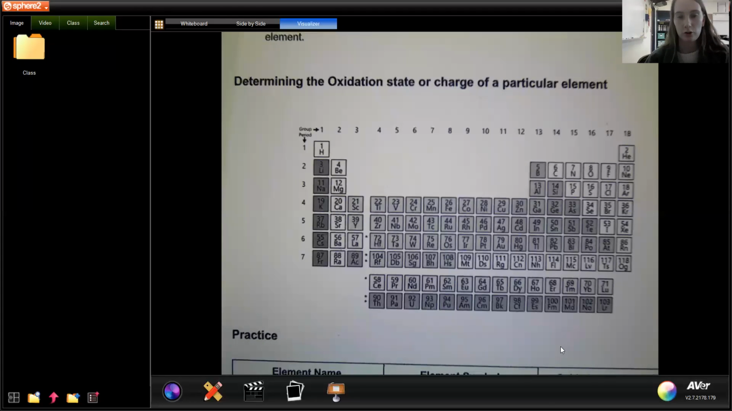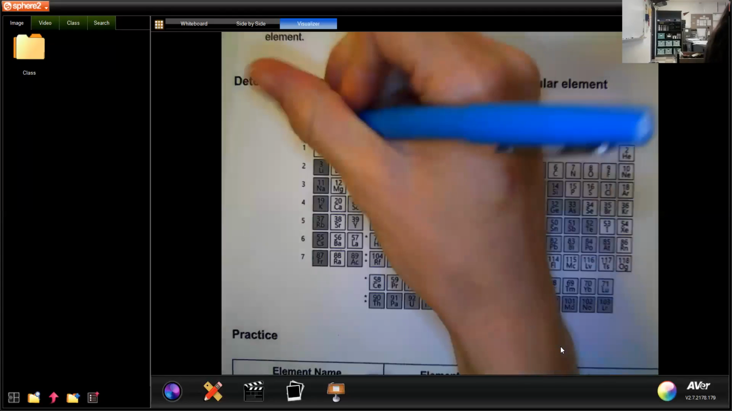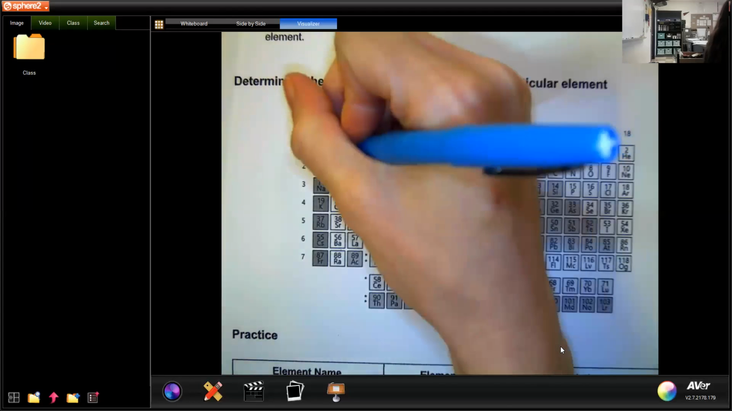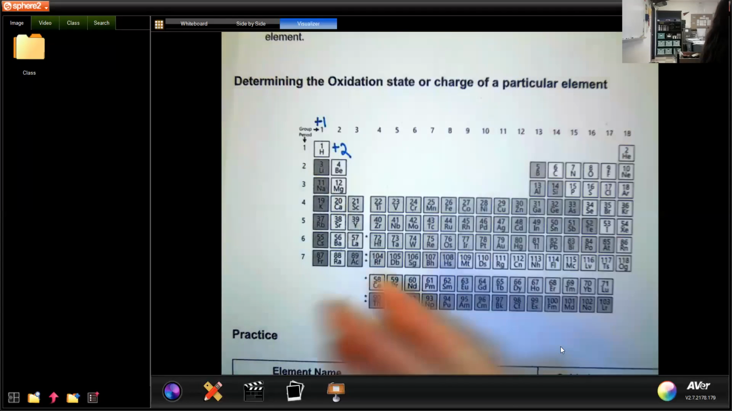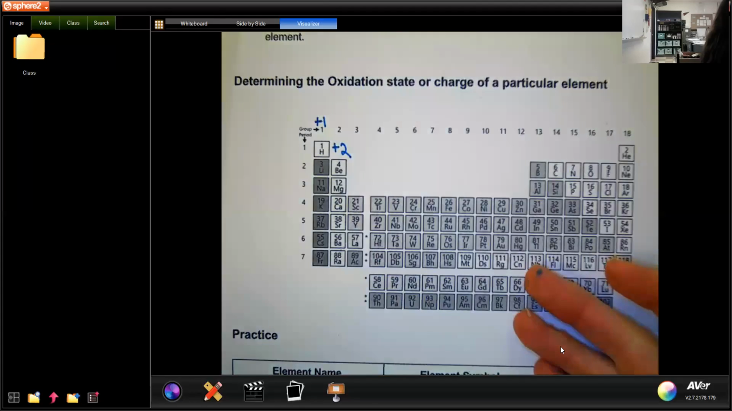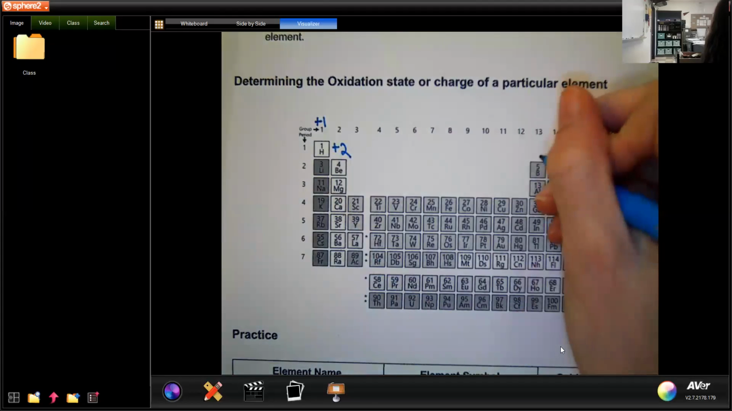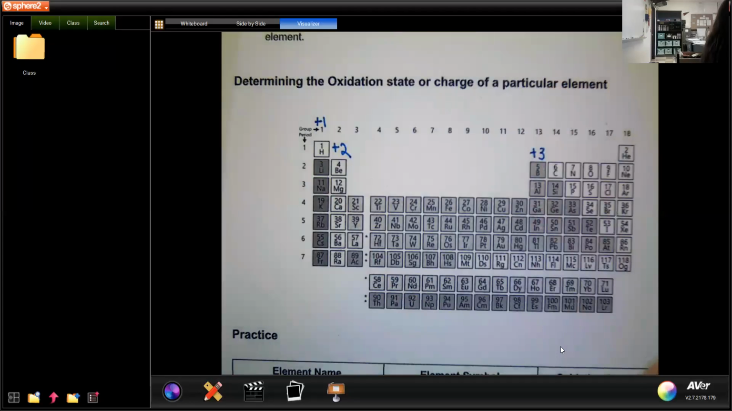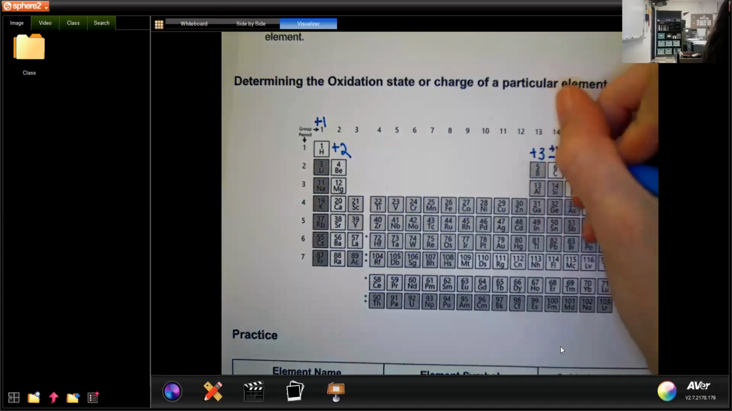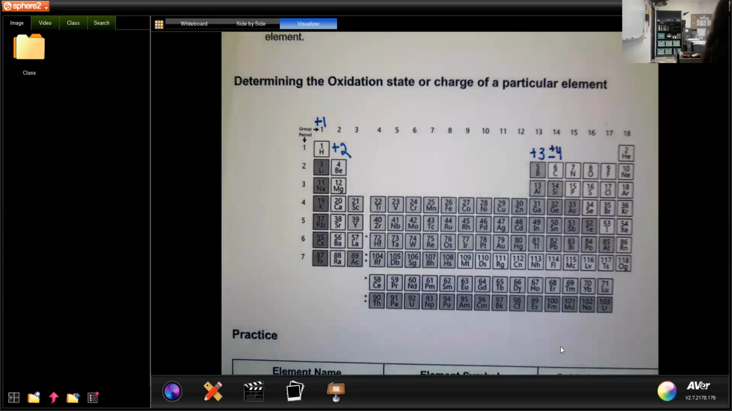So what I want you guys to do is on this periodic table, just copy down what I'm going to write in right now. So group 1 will be +1, group 2 is +2. We skip the transition metals because they're super weird. Then we go to group 13, which has +3. This next one, group 14, this can be plus or minus 4. This one really depends, and it can be very specific to elements.